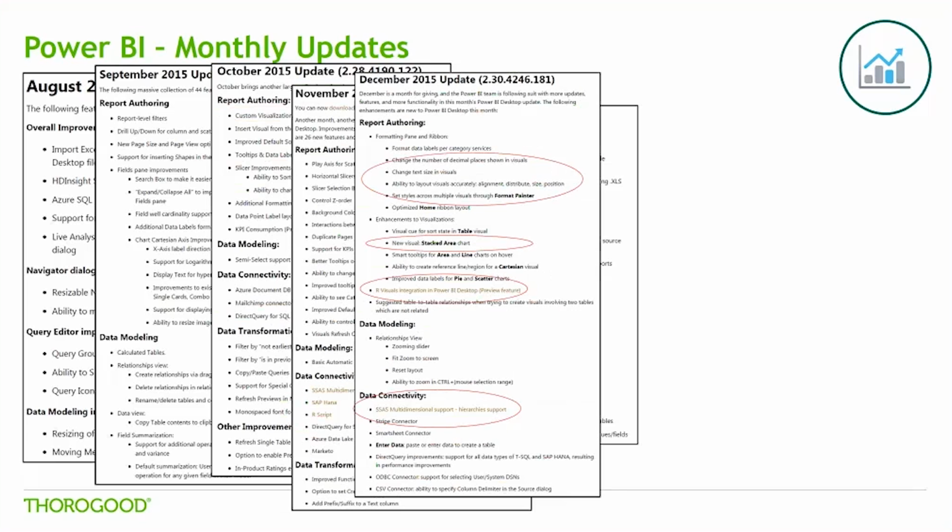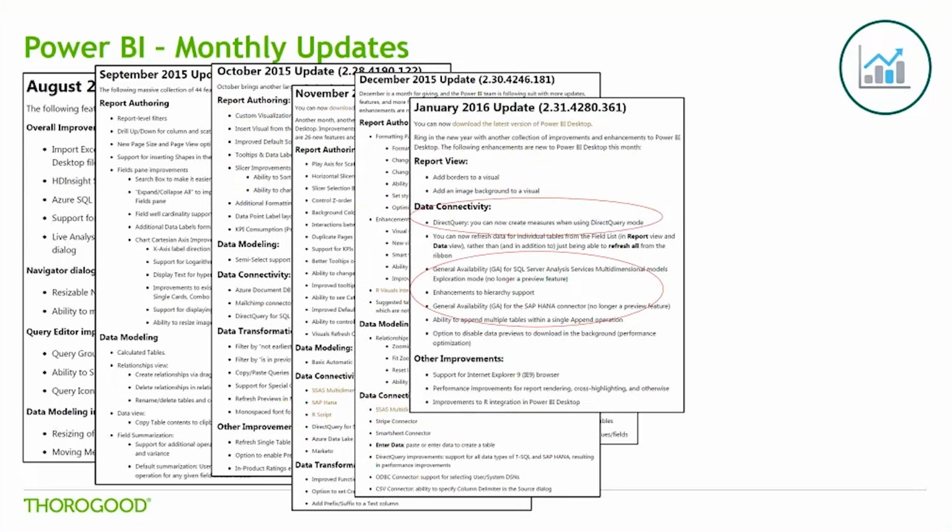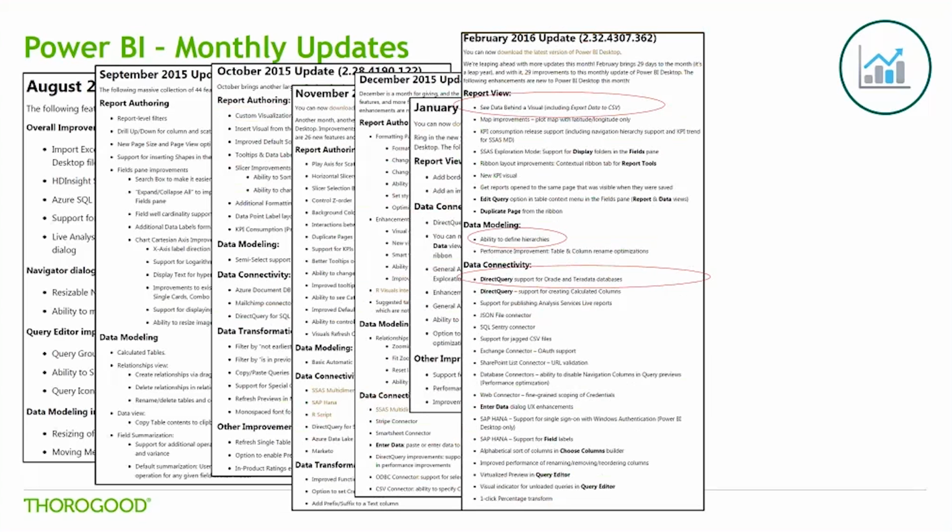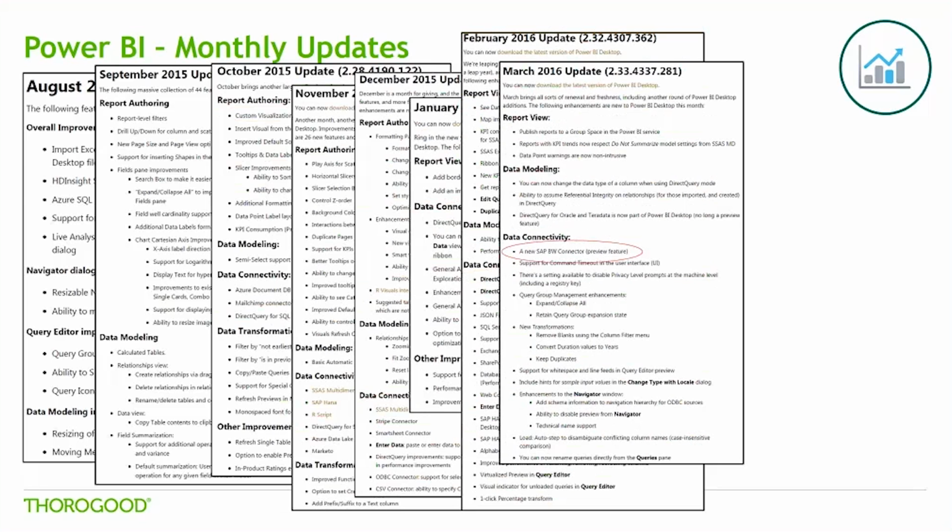In December, some more basics, the ability to change text size and number of decimal places, sort of things that were massive frustrations for people in the earlier versions of the tool, but also new visualizations and the ability to embed R visualizations. And the releases keep coming. February brought the introduction of live connectivity to Oracle and Teradata databases, as well as the ability to actually see data behind a visual and export to CSV, which was again a frustrating omission from earlier days of the tool.